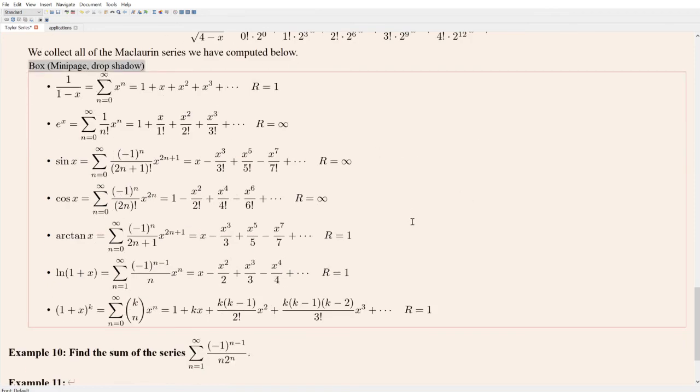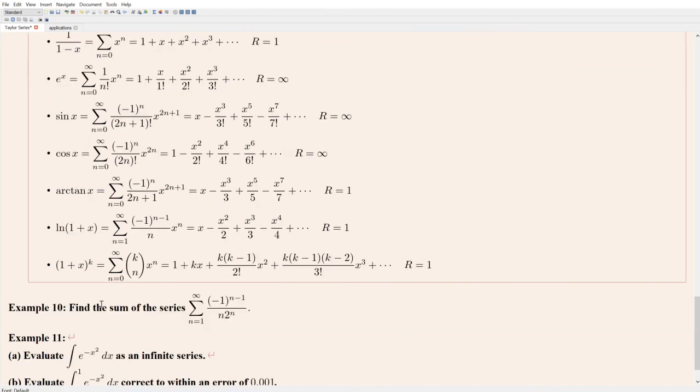Okie dokie. So here are all of the Maclaurin series that we have computed thus far, either in this section or in the previous section. Here is the ordinary geometric series. Here's the exponential, sine and cosine. I have the radii of convergence here as well. Arctan we did in the previous section. Natural log we did in the previous section. And then here's the one that we just spent a good 20 minutes, half hour, I don't know, talking about.